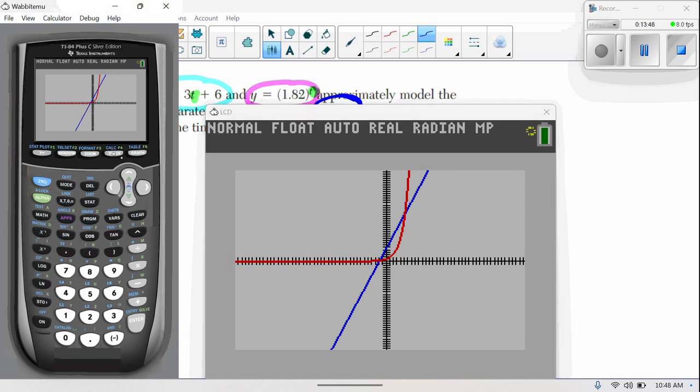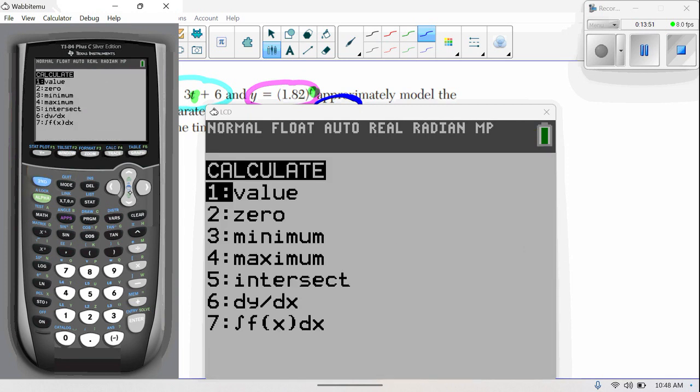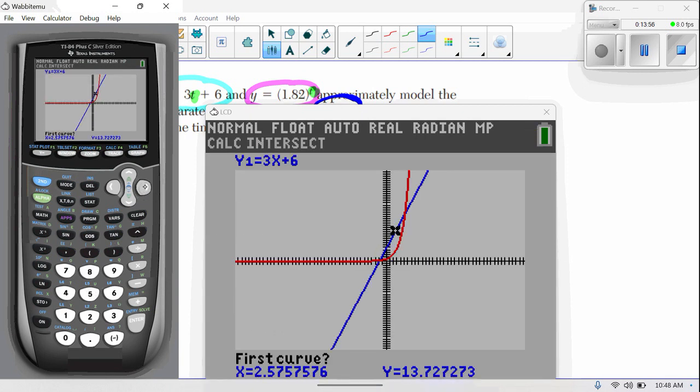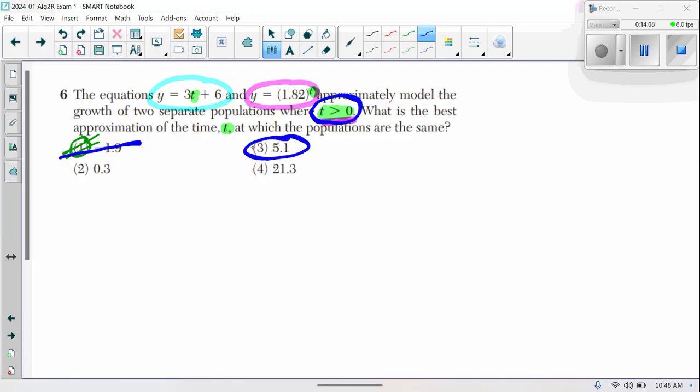So now I'm going to go second calc, and pick intersection, which is 5. And I'm going to move my little spider dude closer to the other intersection point and hit enter 3 times. And if I look at the bottom, it's 5.11. So it's choice 3. So look at that, the first intersection point is an option, but the answer, it isn't even on the window if it's just 10 by 10. They try and get tricky there, but you're smarter than they are.